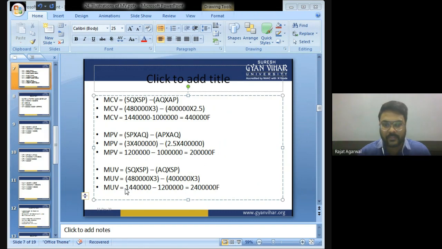Now you can check the answer. 2 lakh favorable plus 2 lakh 40,000 favorable is 4 lakh 40,000 favorable. So, bachcho, I hope now you all know how we are going to calculate material cost variance, material price variance, and material usage variance. Chaliye, now let's move ahead.